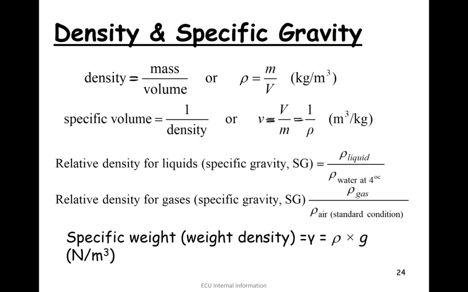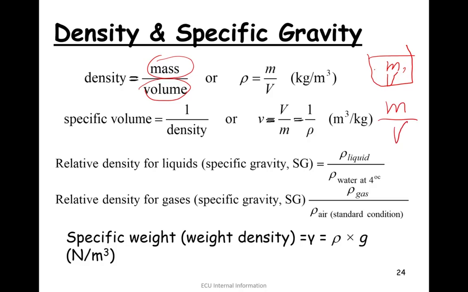One of the properties is density, and specific gravity, which is used throughout this unit, in different aspects of this unit. Density is mass divided by volume. Let's say you have a container. It has a certain mass in there, and it also has a volume. If we divide the mass by its volume, it's called density.